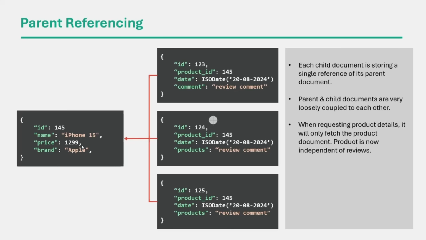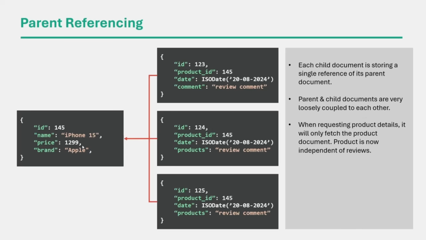So now we know what child referencing and parent referencing are. In child referencing, from the parent document, we reference child documents. And in parent referencing, from the child documents, we reference the parent document. Now, we should use parent referencing when the child document can grow indefinitely in size. So this approach is suitable for a one-to-many or one-to-too-many relationship. And we should be using this referencing approach whenever the child document can grow indefinitely in size.